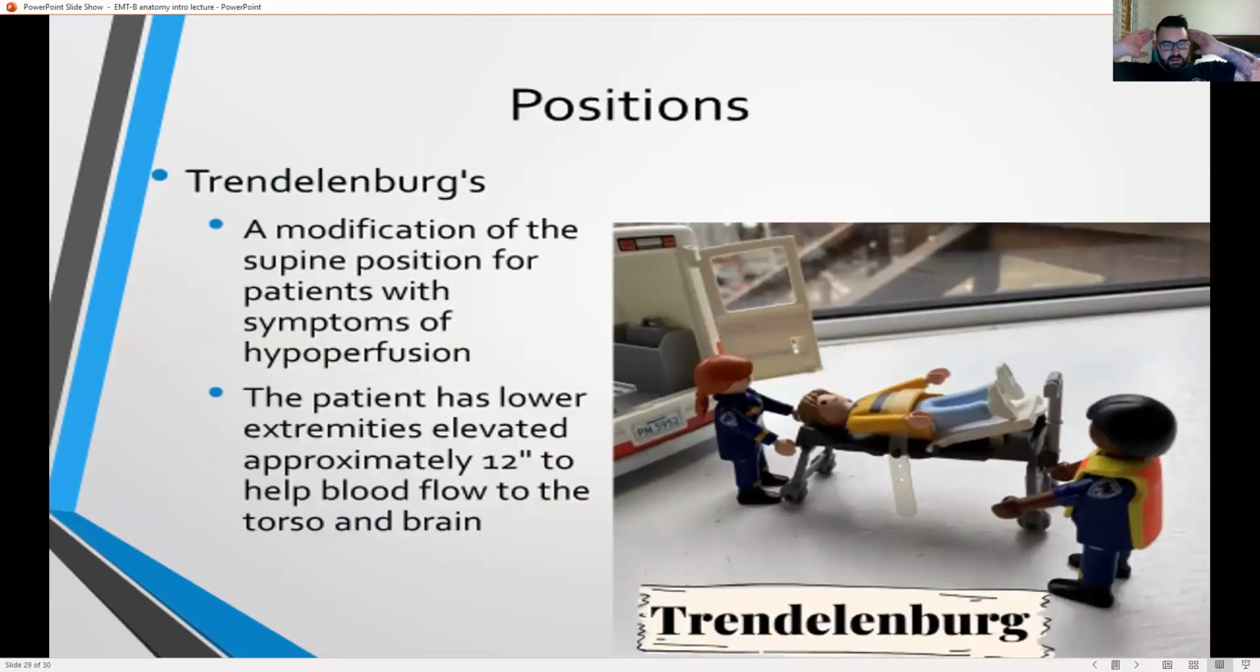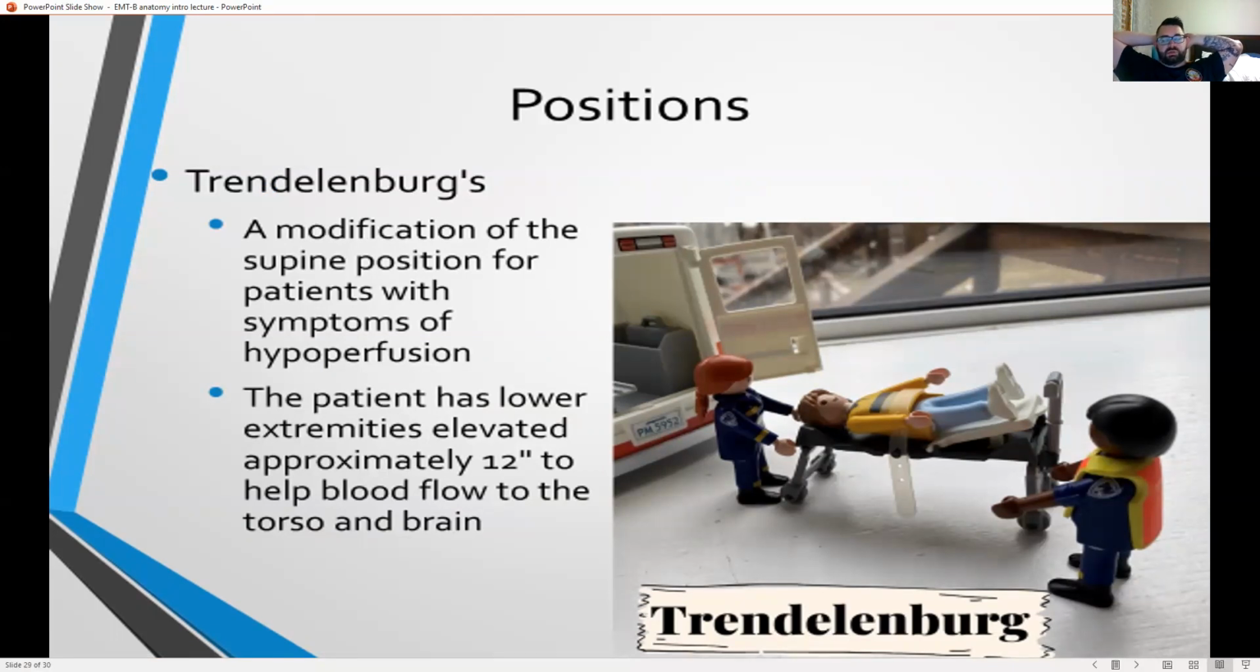All right, last, and not least, we have what's called Trendelenburg. Now, Trendelenburg is going away here recently. You know, we've kind of traded it in, but I want you to know about it just because it is part of EMS history. Trendelenburg is where we put patients in a position for shock, right? So it's for hypoperfused shock patients. They need more blood flow to the vital organs.